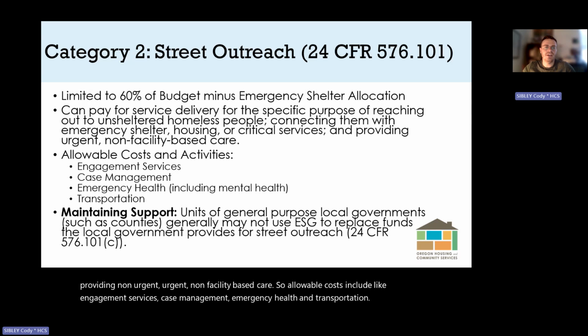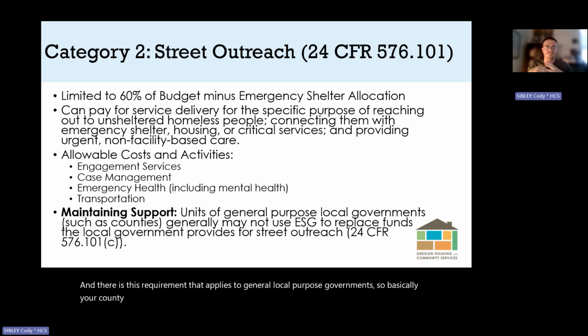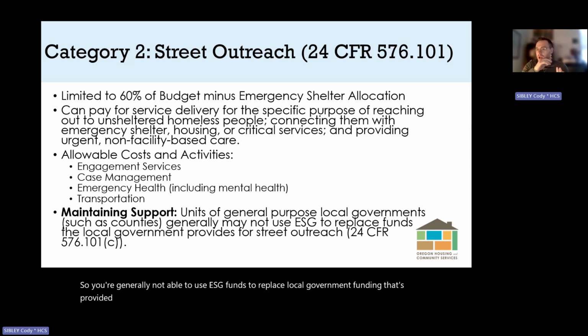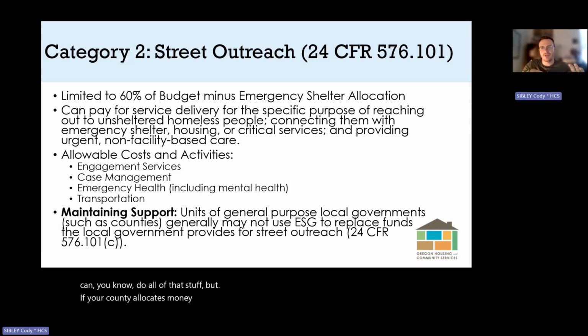And there is this requirement that applies to general local purpose governments. So basically your county CAAs. So you're generally not able to use ESG funds to replace local government funding that's provided for street outreach. You can add to it, certainly. You can expand current programs. You can do all of that stuff. But if your county allocates money for the specific purpose of street outreach, ESG cannot go in and replace that.